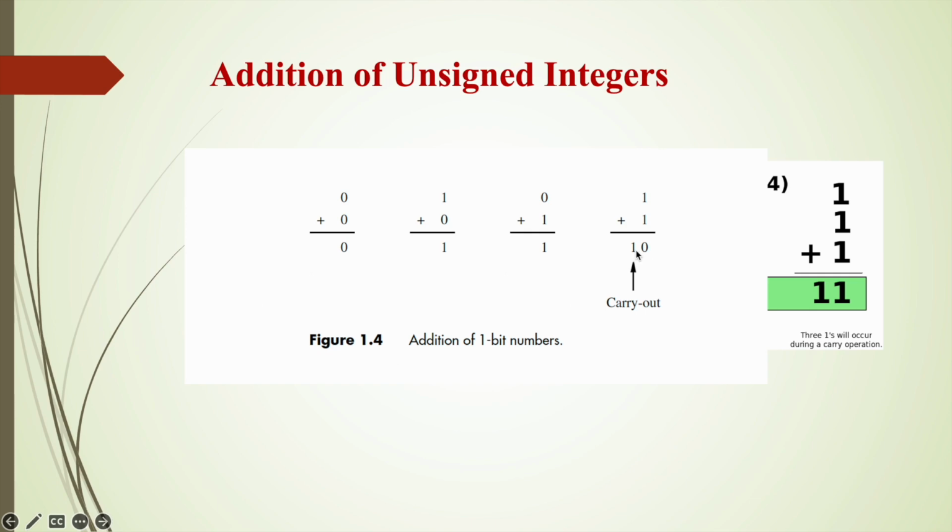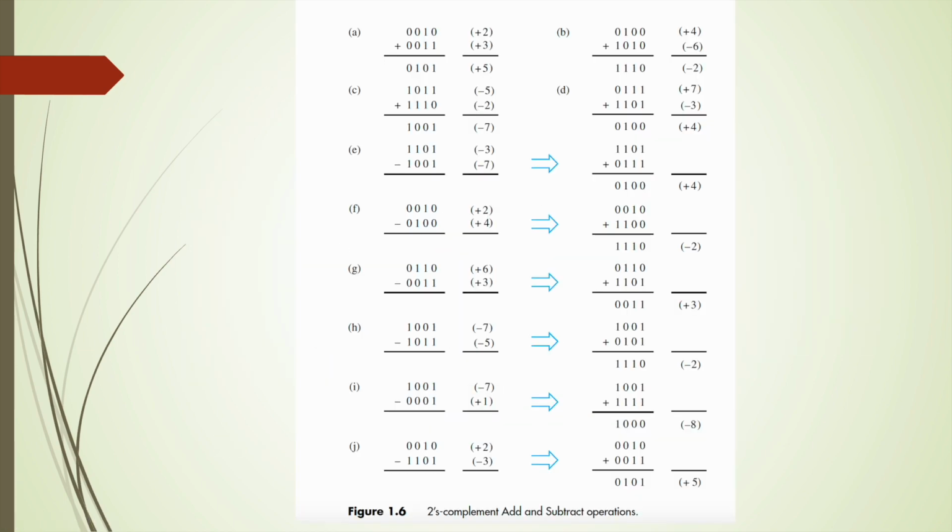Sometimes there is a possibility we add three numbers, 1 1 1. If we add the three numbers, the decimal equivalent is 3, and 3's binary value is 1 1. So 1 comes in this position and the carry will be forwarded to the next bit. So we have several additions here.